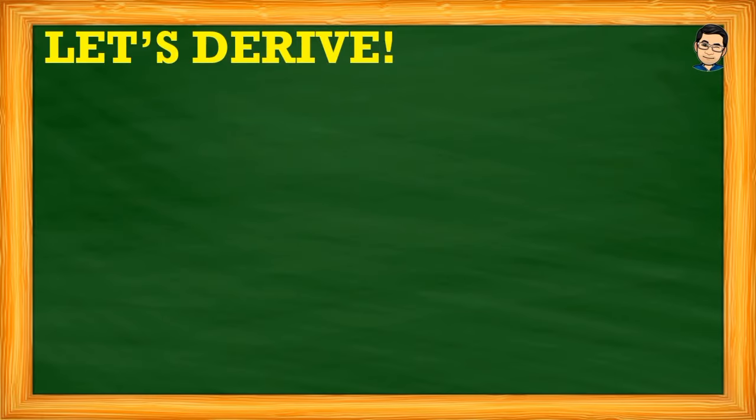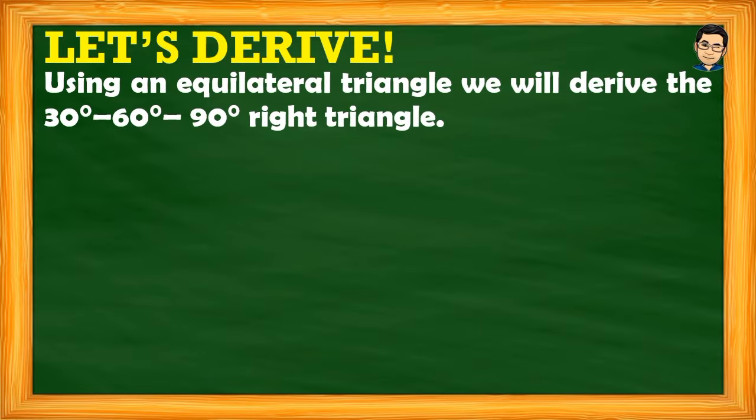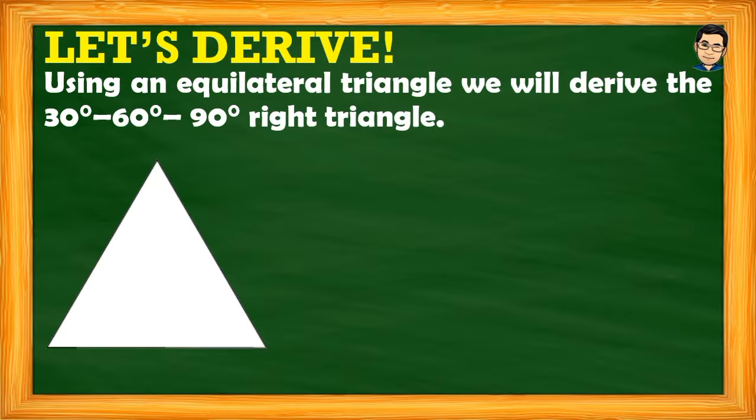So, let's start our derivation. So, first, 30, 60, 90 degree right triangle. So, we will use an equilateral triangle to derive. So, ano nga ba ang equilateral triangle? So, an equilateral triangle is a kind of triangle wherein all sides are equal.